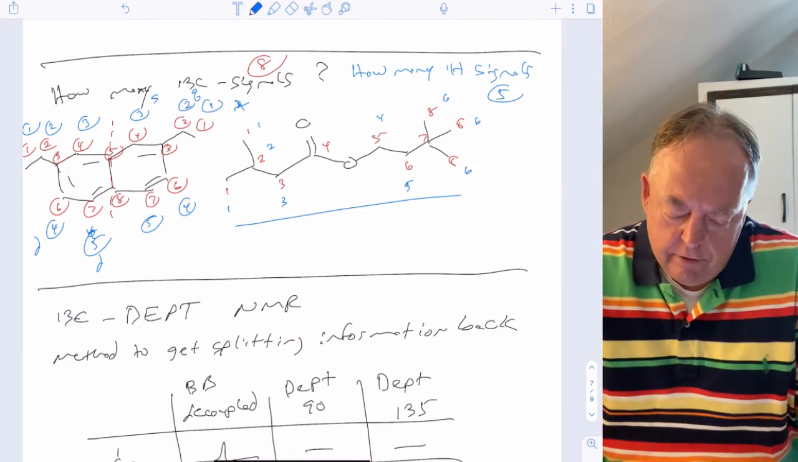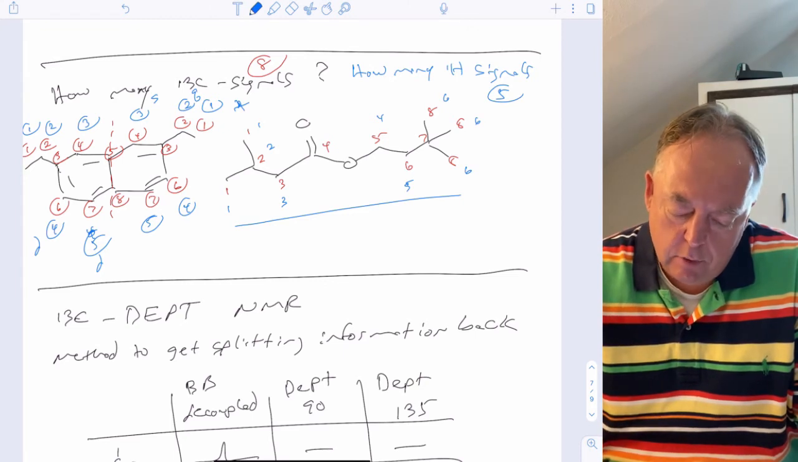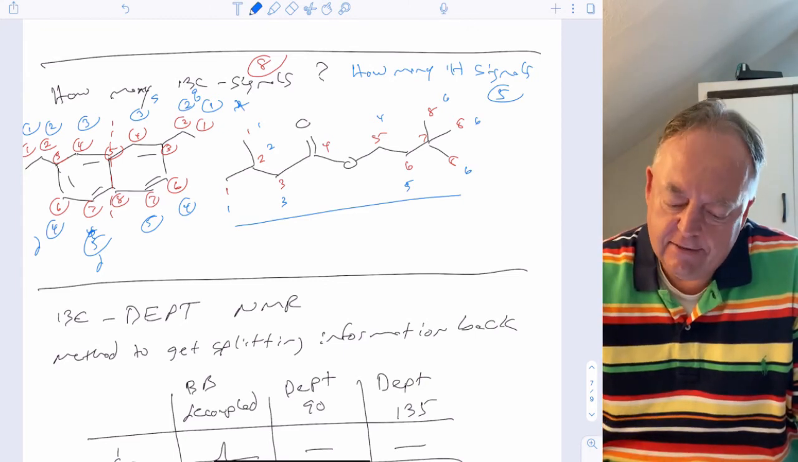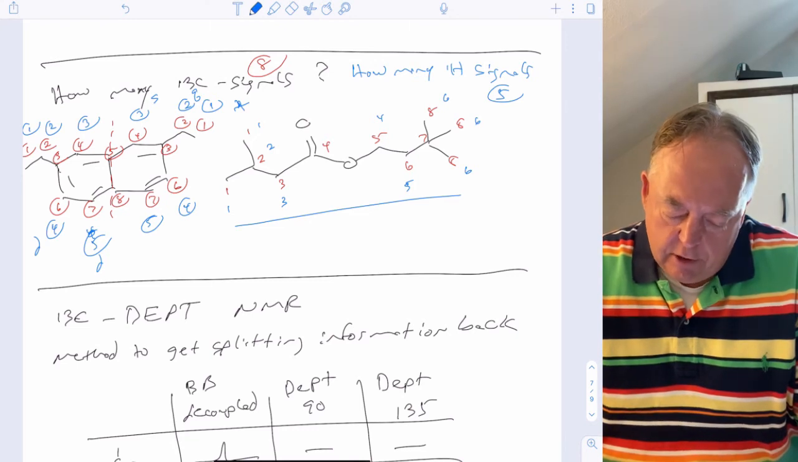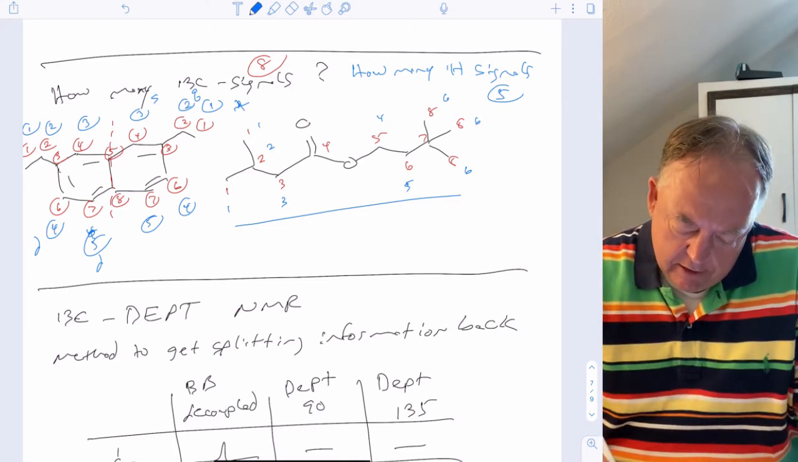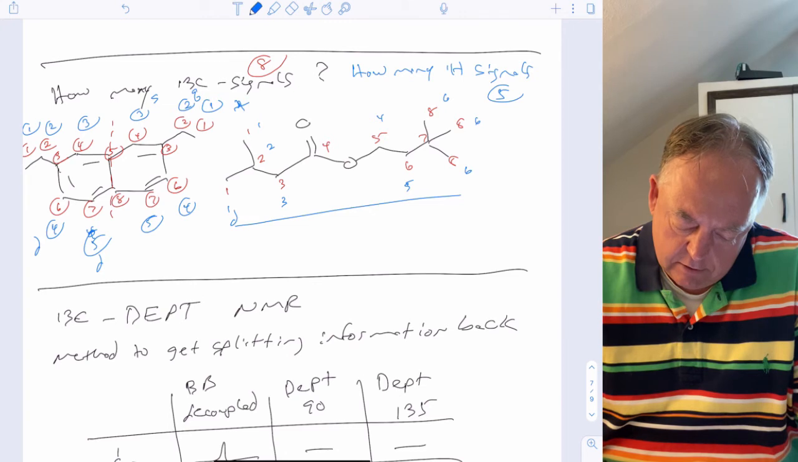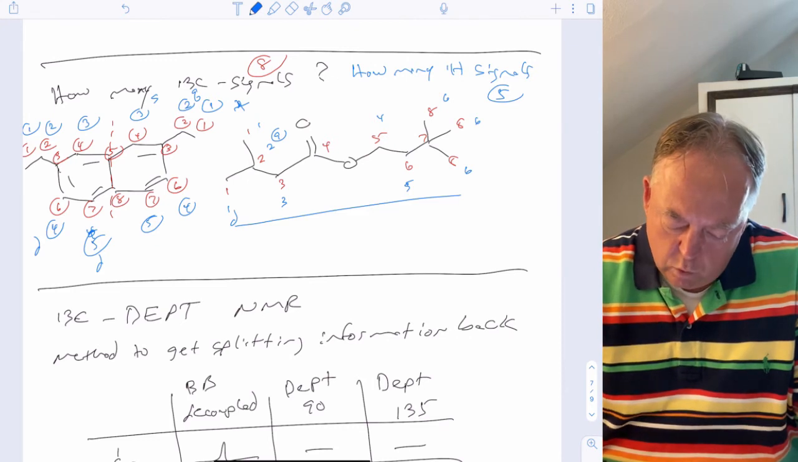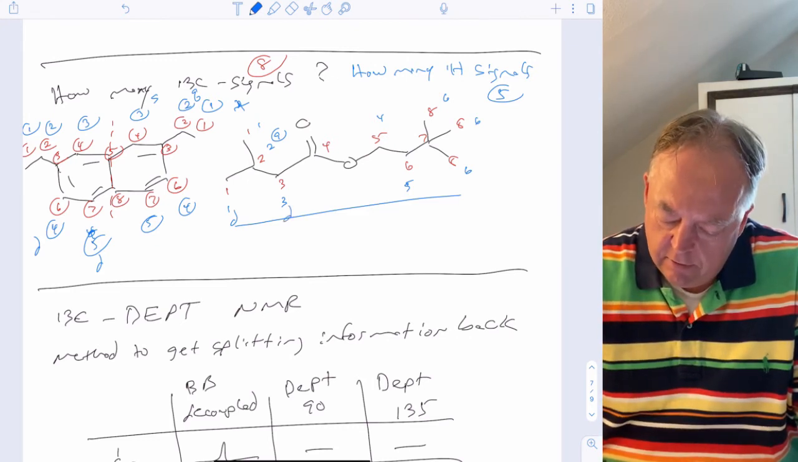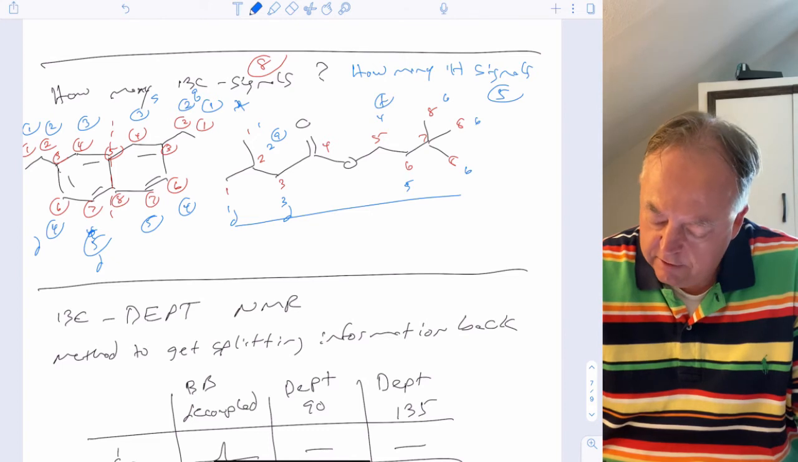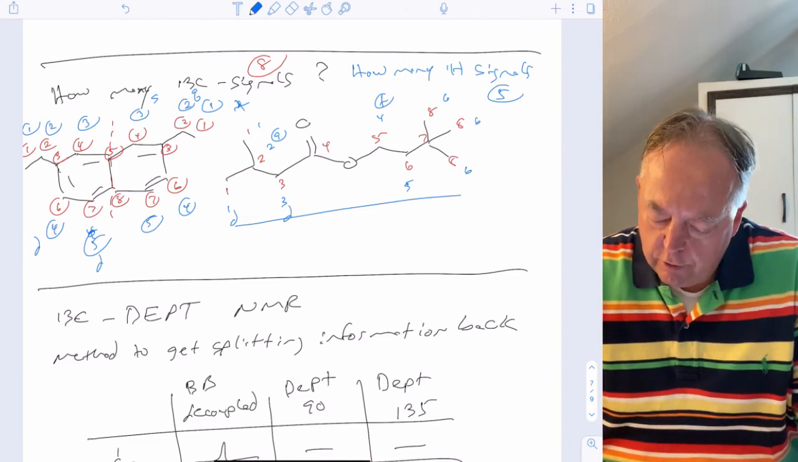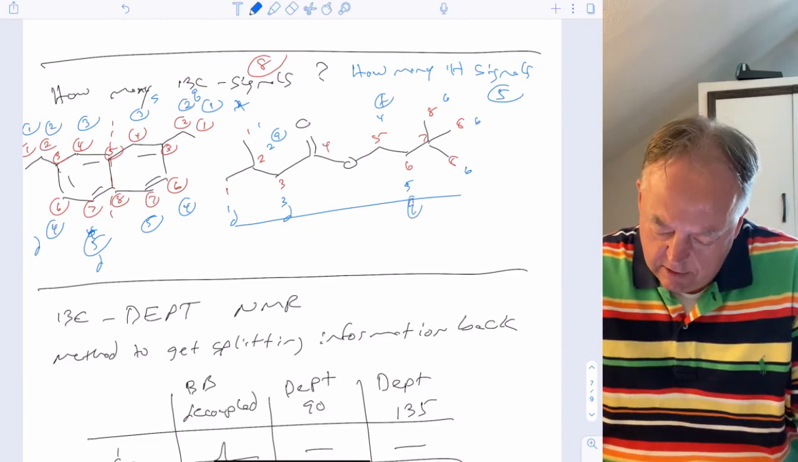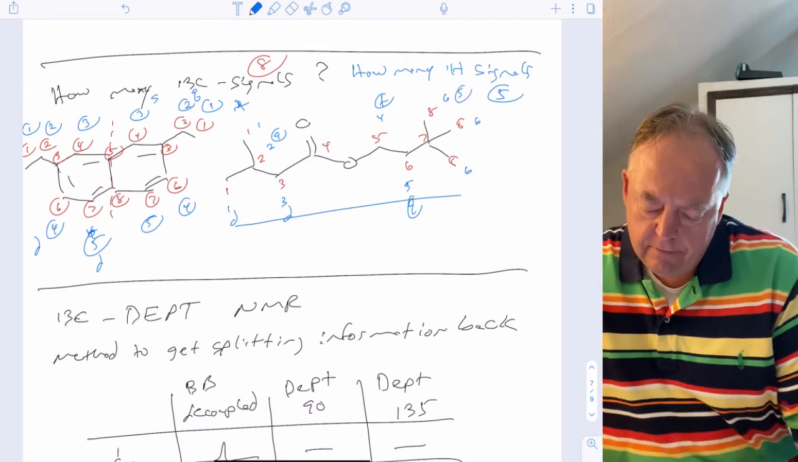And of course, again, in carbon 13, if it's broadband decoupled, all of those 8 would just be singlets. And then in proton NMR, this would be doublet. This number 2 has 3, 6, 8, so that would be 9 signals. 3 has 1, so that would be doublet. 4 has 2, so that would be triplet. 5 has 2, 3 neighbors, so that would be quartet. And 6 has no neighbors, so that would be singlet, right?